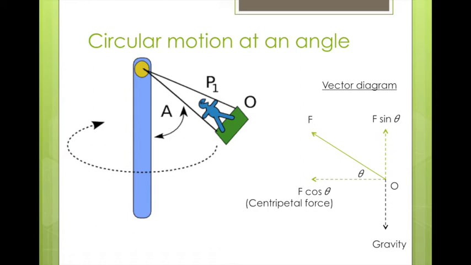In the horizontal direction, however, the force applying to the object is F times cos theta, and it provides the centripetal force just as in normal cases.